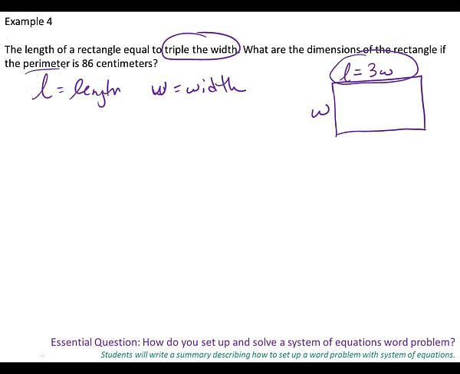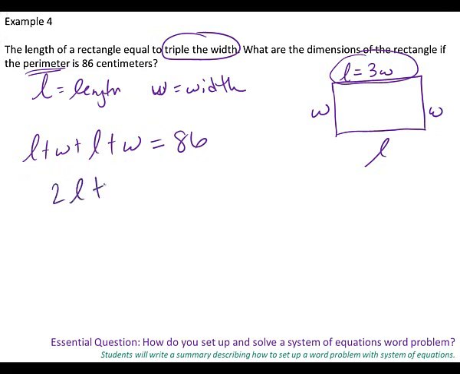All right. Then it talks about the perimeter, doesn't it? What are the dimensions of the rectangle if the perimeter is 86 centimeters? So how do we get the perimeter? Add all the sides, right? So I would add the length plus the width plus the length plus the width. Let me fix that. This would be the length and that would be the width again. And that equals a total of what? 86. Could I simplify that a little bit? Yeah, so how many L's do I have? 2 L's plus 2 W's equals 86.